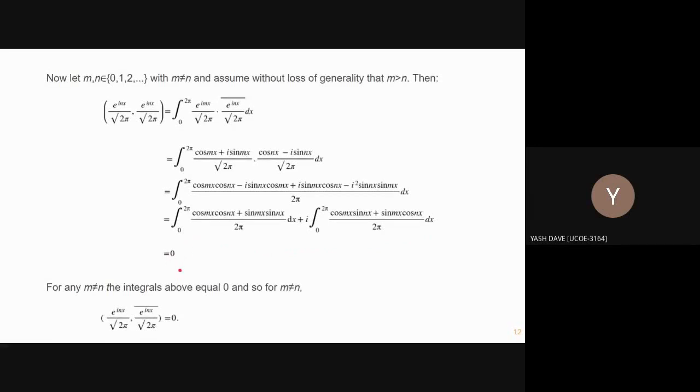And from case 1 and case 2, we come to know that e raised to i nx by root 2 pi, comma, e raised to i nx by root 2 pi conjugate, is equal to 0 for m not equal to n, and it is orthonormal on the interval 0 to 2 pi.